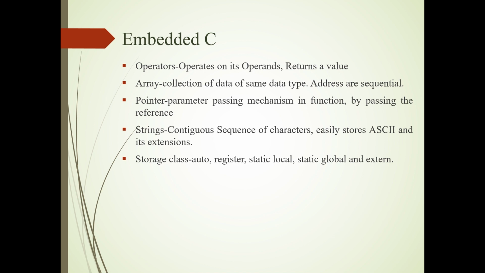And then we learned about pointers. What is a pointer? It's a parameter passing mechanism in functions, so how to use it by passing the reference value. Then we learned about strings. What is a string, where to use it: it's a continuous sequence of characters, similar to an array, that stores ASCII values and its extension. Then we learned about the storage classes: auto, register, static local, static global, and extern.